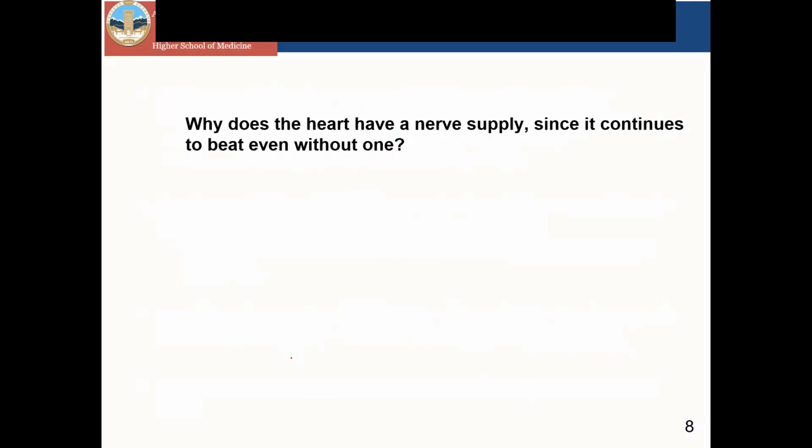Why does the heart have a nerve supply? Okay, guys, why does the heart have a nerve supply since it continues to beat even without one? Who can answer? Who knows?